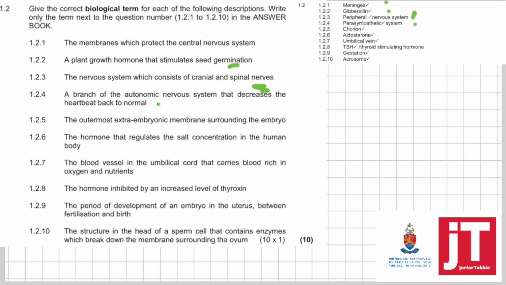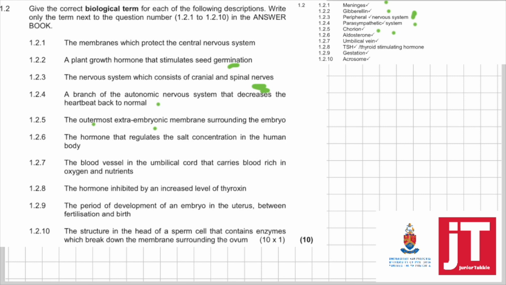1.2.5. The outermost extraembryonic membrane surrounding the embryo. They're telling you outermost extraembryonic membrane surrounding the embryo, that you should know is chorion. Look at how chorion is spelled as well. 1.2.6. The hormone that regulates the salt concentration in the human body, that you know, aldosterone. Nothing challenging there.